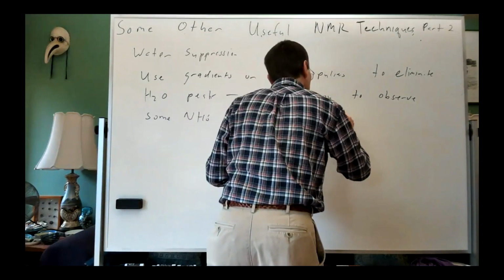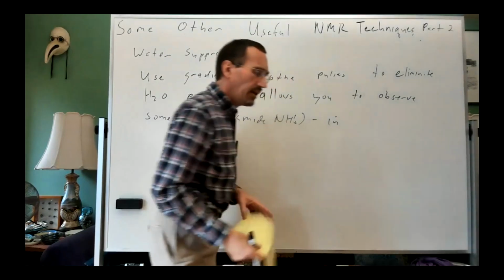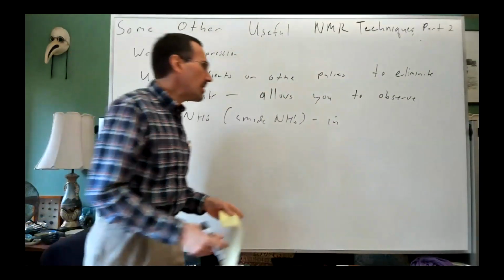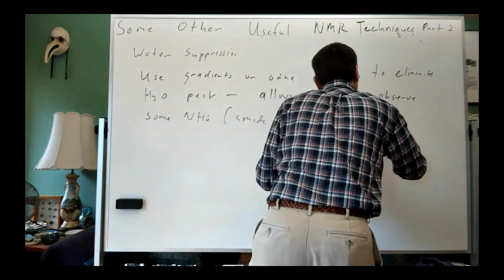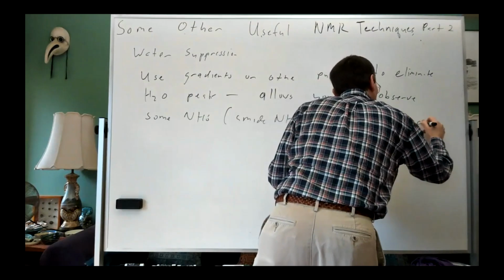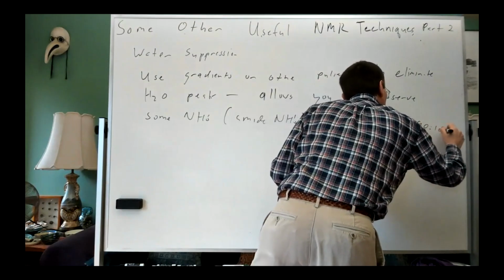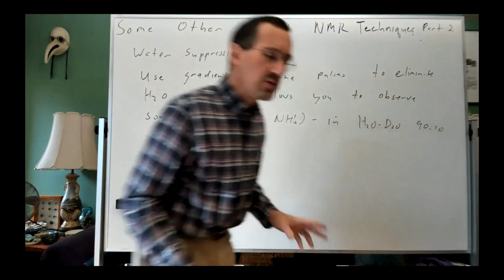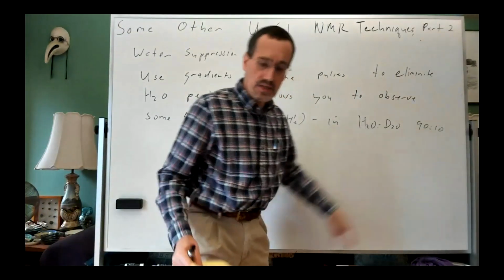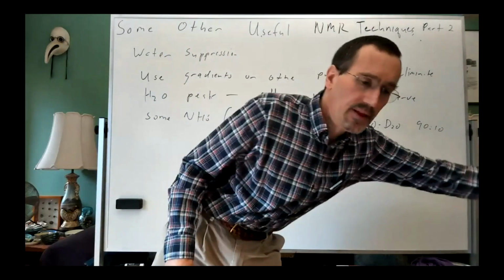And typically what you do is you need a little bit of deuterium in there for a lock signal. So typically what you do is use water with just a little bit of D2O in a 90-10 mixture. So most of your protons still stay as protons on the nitrogen and you get very little deuterium.